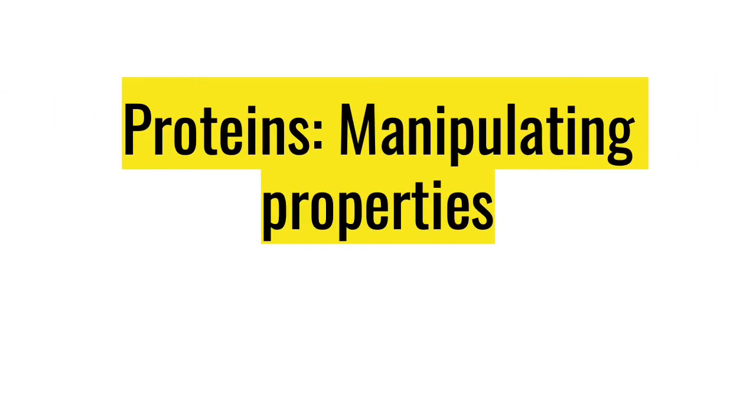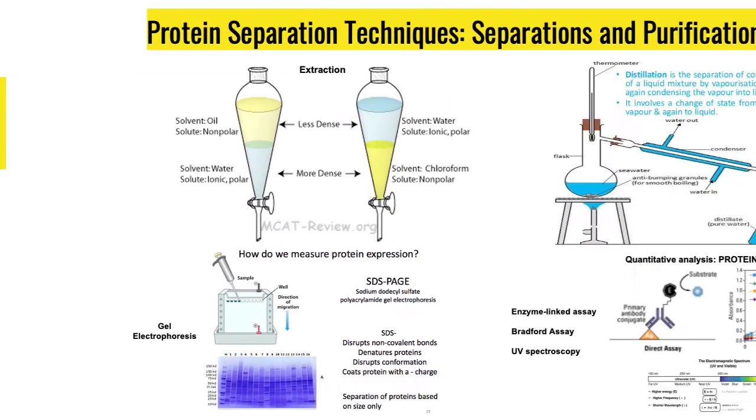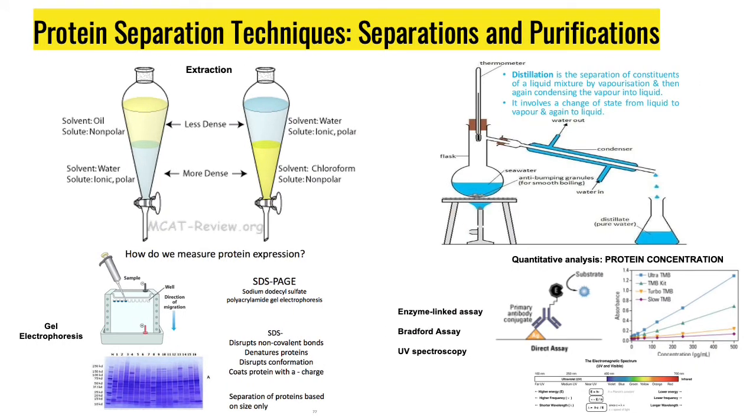Alright, so now we're going to take a look at how we can exploit these properties we just learned about in order to separate and analyze proteins. 5C, separation and purification methods. The big picture here is this category covers useful techniques to separate and purify proteins. These methods include extraction, distillation, liquid and gas chromatography, and electrophoresis.